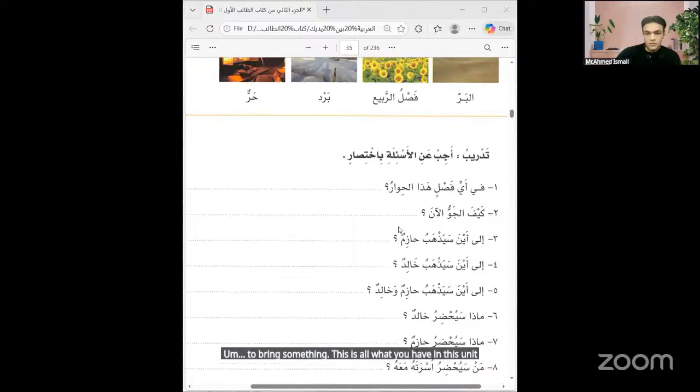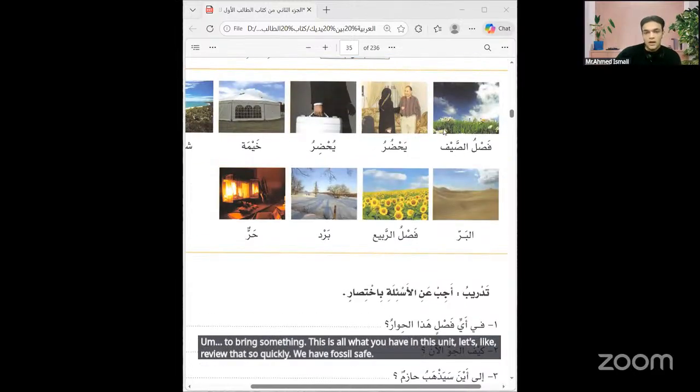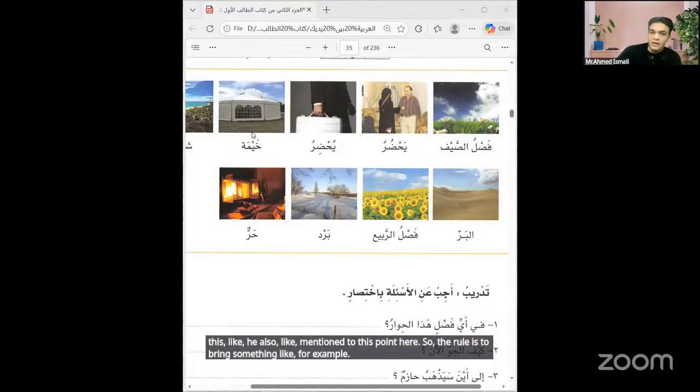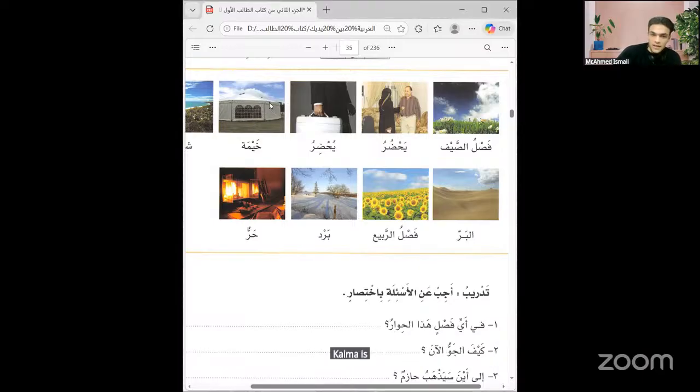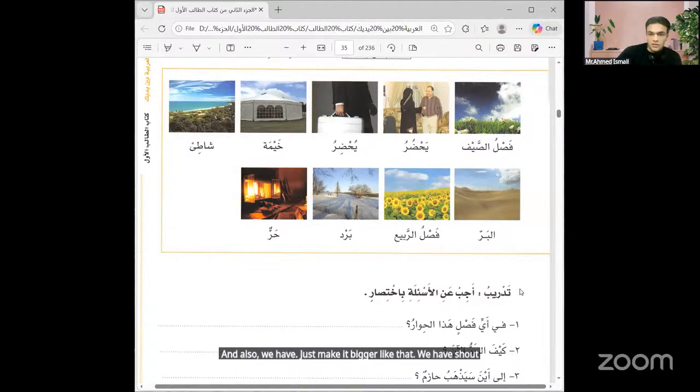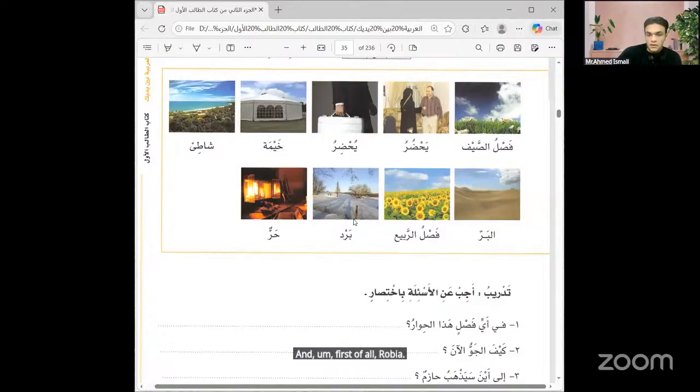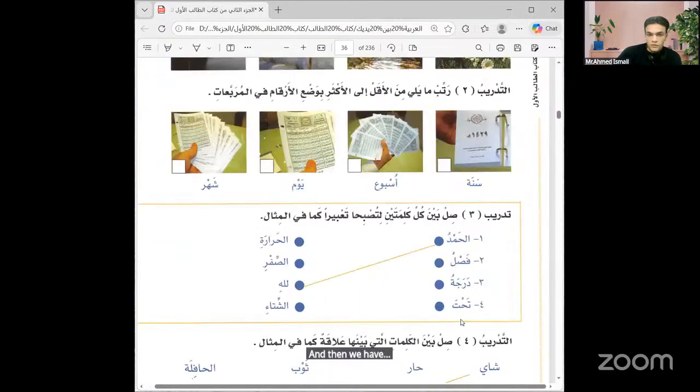Let's review that quickly. We have فصل الصيف, the summer, يحضر to come. He also mentioned this point here. So يحضر is to bring something, for example أحضر الحقيبة, the bag. خيمة is a tent, like if you see this خيمة here. And also we have, let's make that bigger, شاطئ, the beach, الشاطئ, and البر is the desert, and فصل الربيع, and برد, cold, حر, it's hot. And then don't forget please to answer these questions.